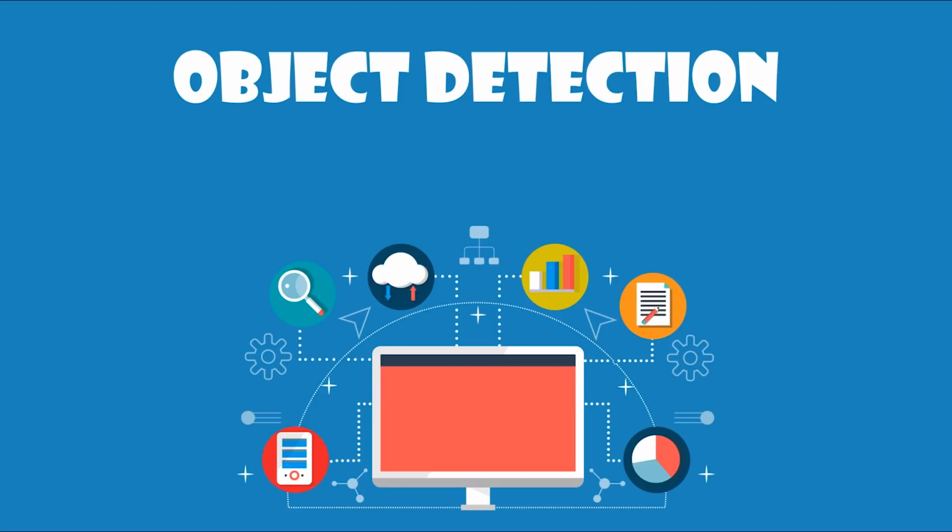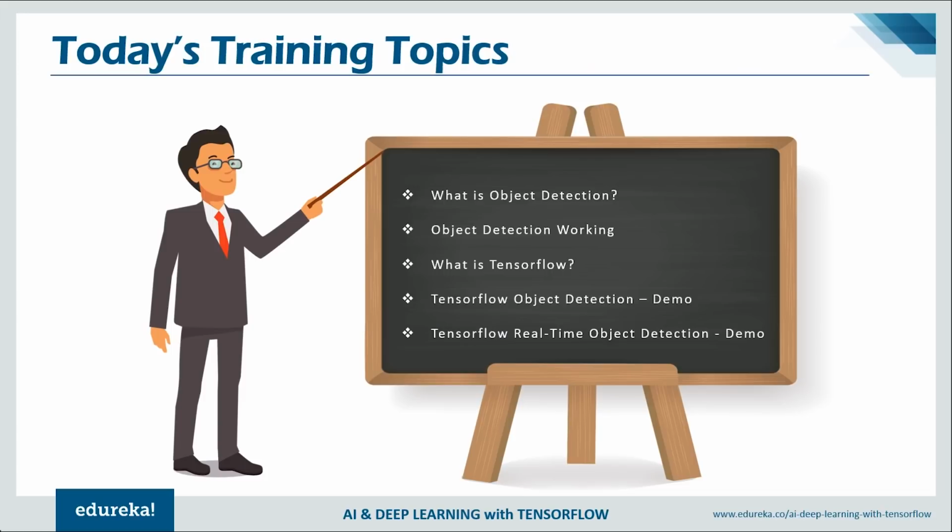So before moving forward, let's have a quick look at the agenda of this session. First of all, I'll be starting with explaining you guys what is exactly object detection. Then we'll have a look at the object detection workflow, how exactly it works, and the various industrial use cases of object detection. Then we'll understand what is TensorFlow, and I'll end this video with two demos. The first one being the TensorFlow object detection, where we can detect objects using our own input images. And the second demo is based on the live object detection, where we'll detect objects in real time. So without wasting any time, let's go ahead and start.